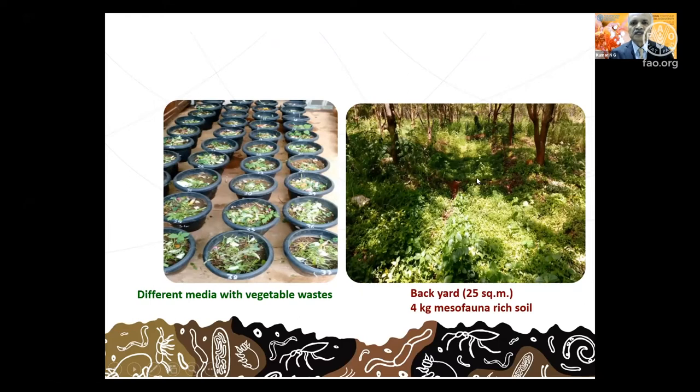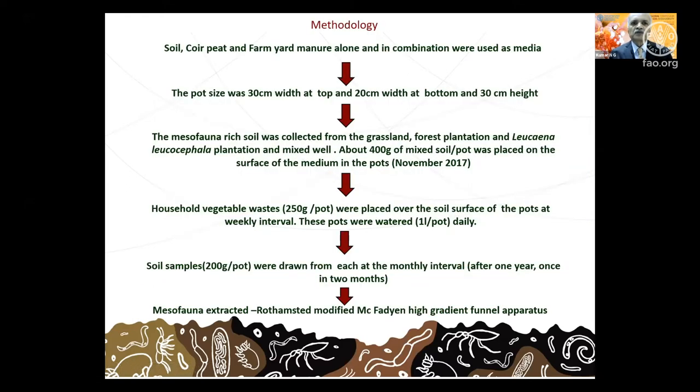And here is the methodology. The pot size was 30 centimeter width at the top and 20 centimeter width at the bottom and 30 centimeter height. The mesofauna rich soil was collected from the natural grassland forest plantation and Leucaena leucocephala plantation and mixed well. About 400 grams of mixed soil per pot was placed on the surface of the medium in the pot, and 250 grams of household vegetable waste was placed over the soil surface of the pots at a weekly interval, and these pots were watered daily, approximately 1 liter per pot.